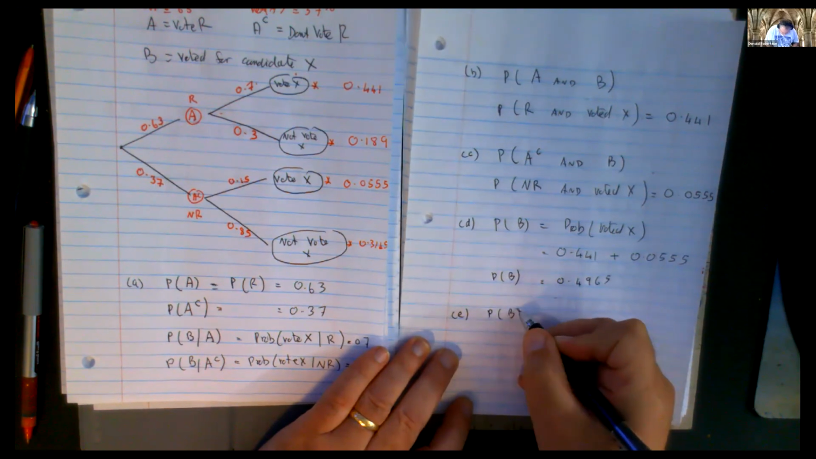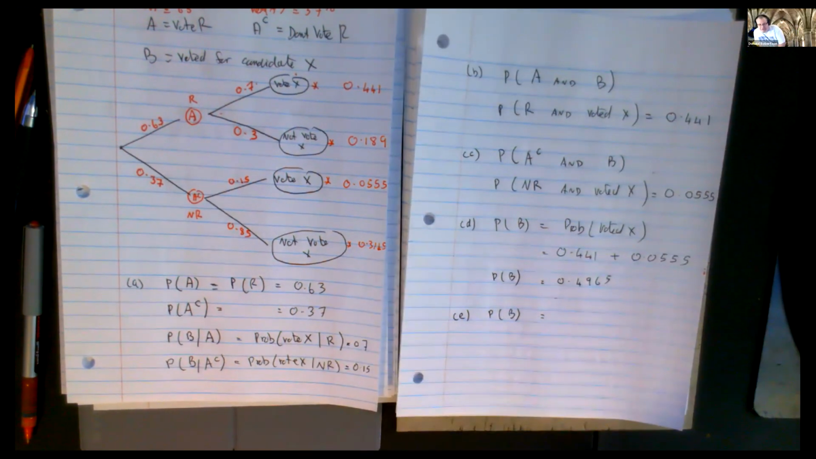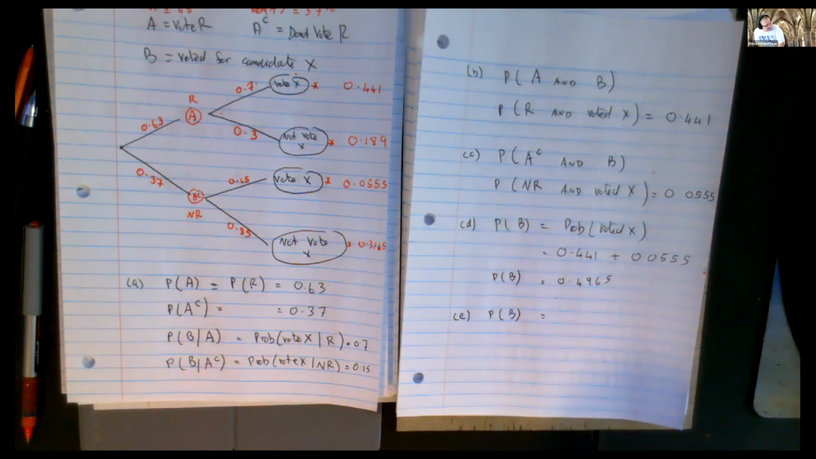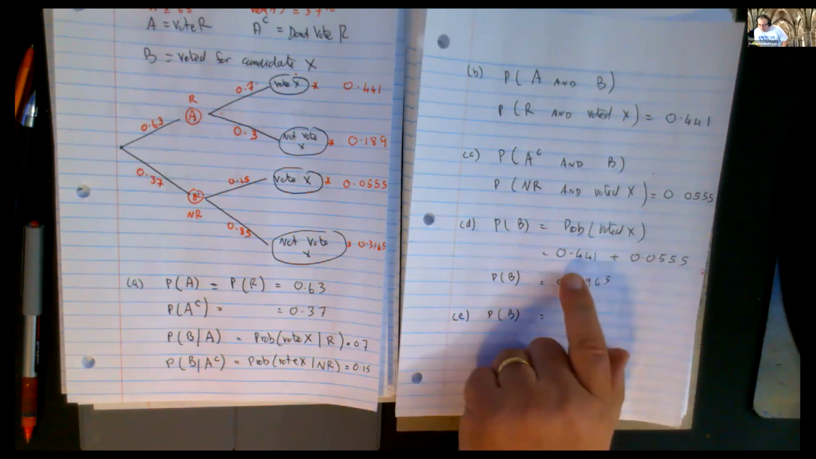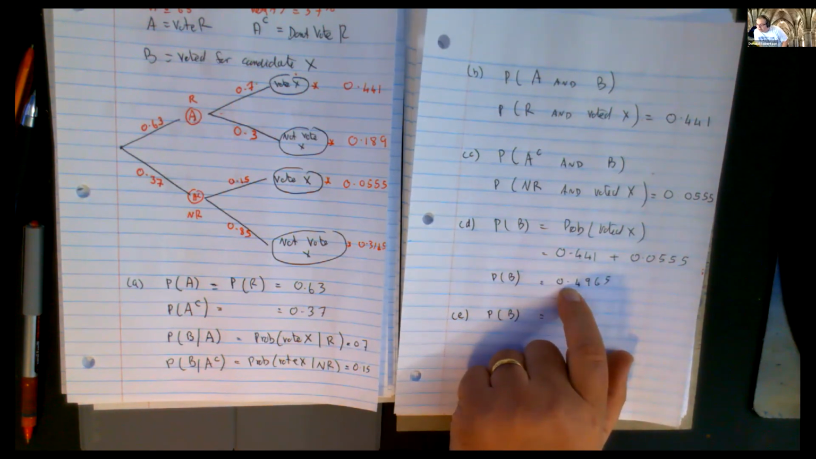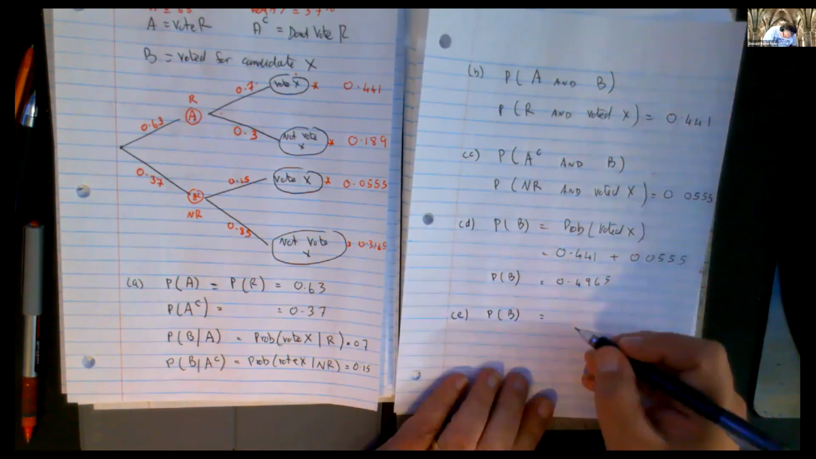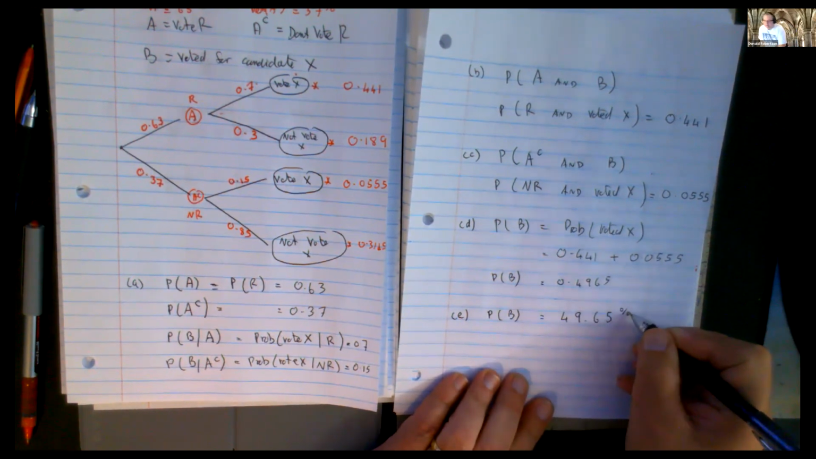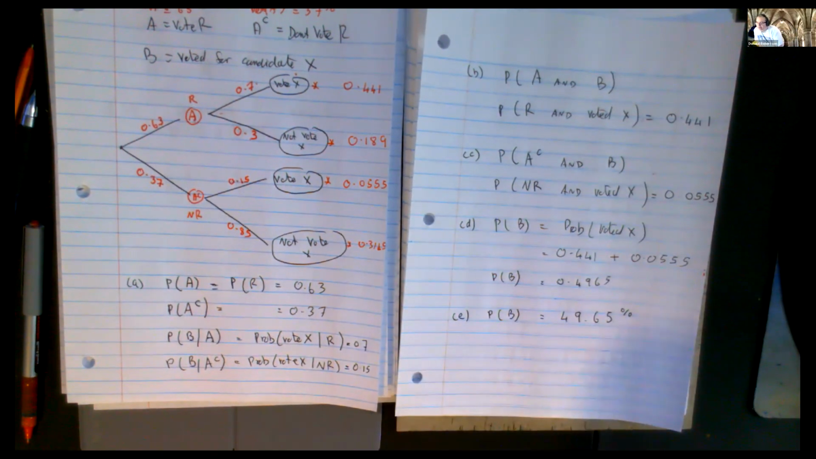And just for completeness' sake, the only question where they actually mention percentage is E. In question E, they say use the result from D, this answer, to write down the percentage of people who voted for candidate X. Well, that's the proportion of people, the probability that they voted for X, as a percentage. It's what, 49.65%.